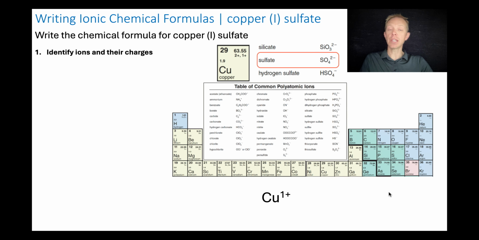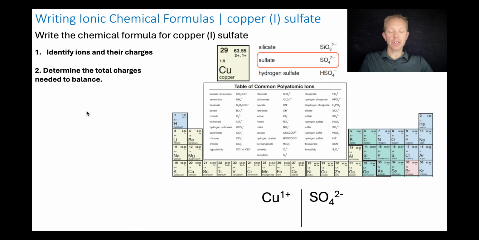In this case, we're dealing with a multivalent metal, which has two different charge possibilities, 2 plus and 1 plus. Since it's copper 1, we're going to be dealing with copper 1 plus. Sulfate, we see from the table, has a charge of 2 minus. Now we need to determine the total charges needed to balance.